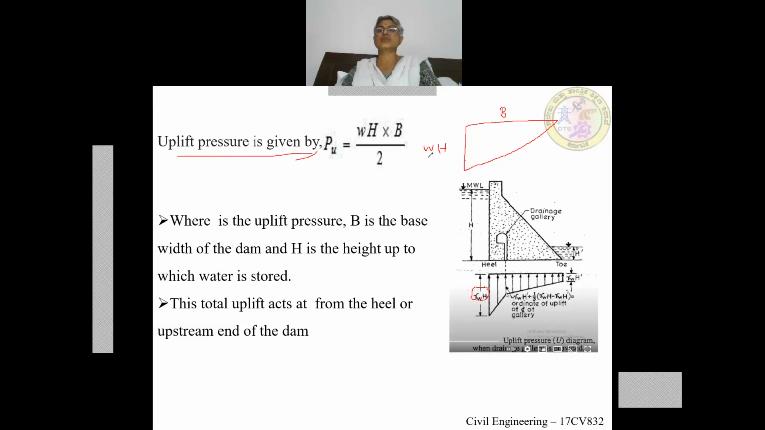So the uplift pressure Pu is equal to half of WH into B, the area of this triangle, which will be acting at a distance of B by 3. B is the base width of the dam, H is the height up to which the water is stored, and the total uplift pressure acts from the heel, or the upstream end, of the dam.